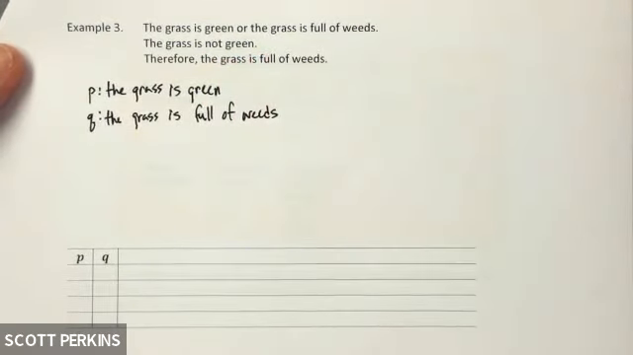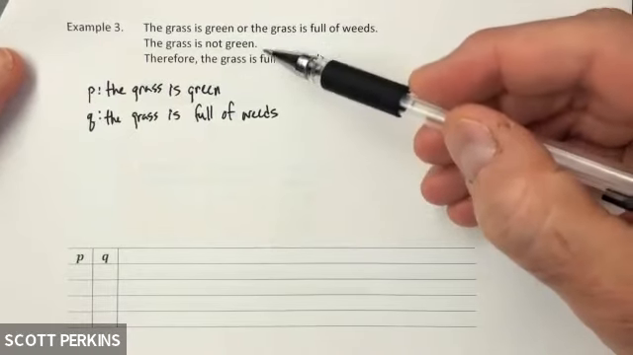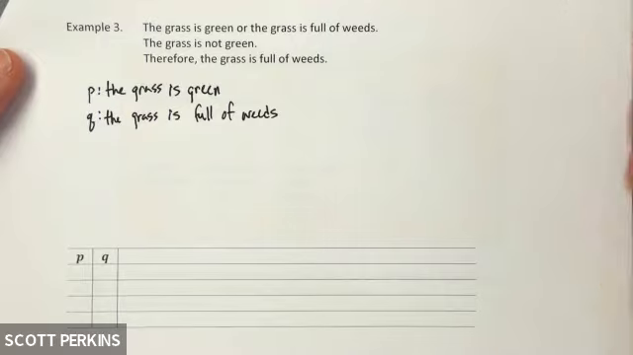Sure, you can abbreviate, as long as you know what's going on. The most important thing is being able to take these words and accurately translate them into symbols. So whatever you need to do. Okay, so here we go.